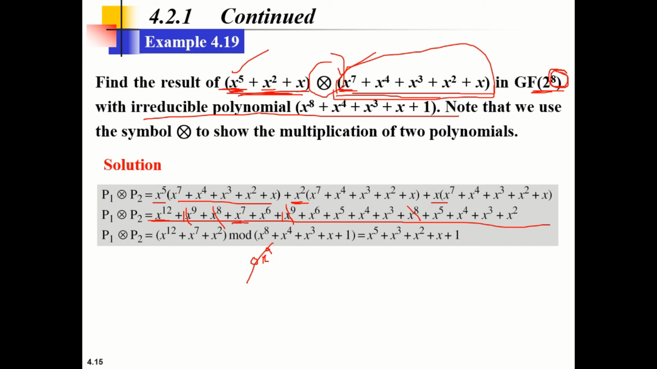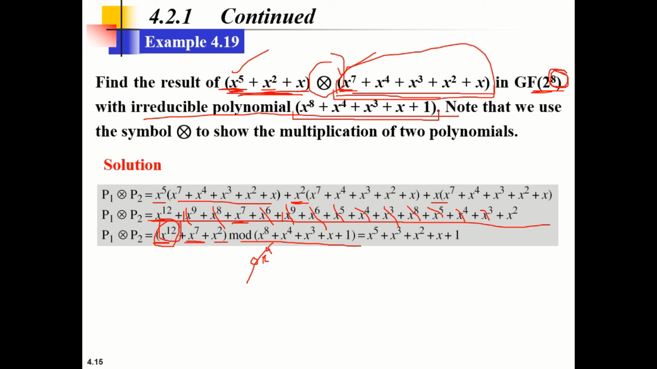Then we have only one x raised to 7, then this x raised to 6 will be discarded, 5 will be discarded, 4 will be discarded, this 3 will also be discarded. Okay, and we are left with x2. So in the result we have x raised to 12, x raised to 7 and x square. Now this is out of the bound. Okay, so we have to find out its mod with this given irreducible polynomial.